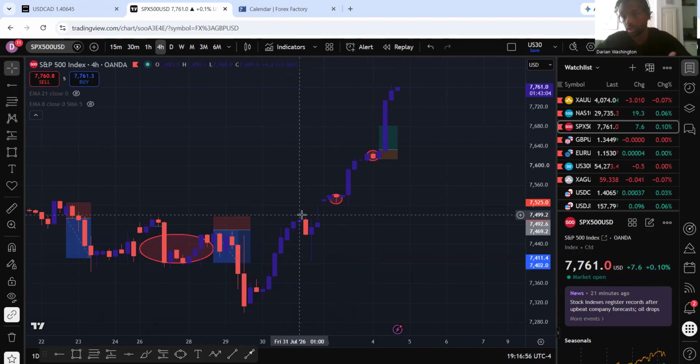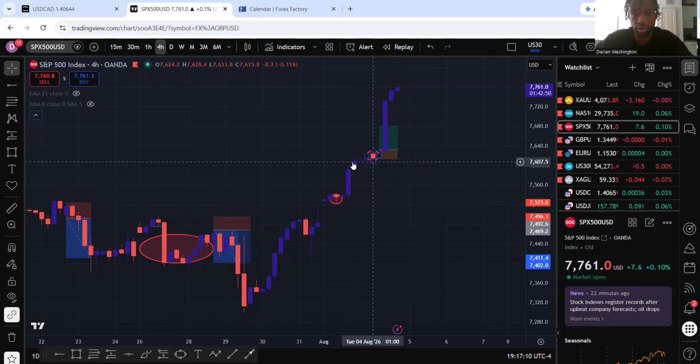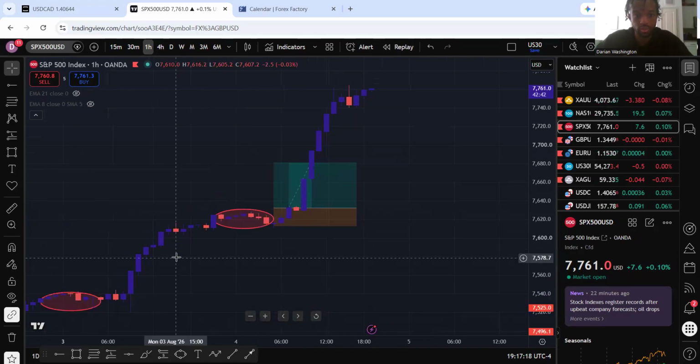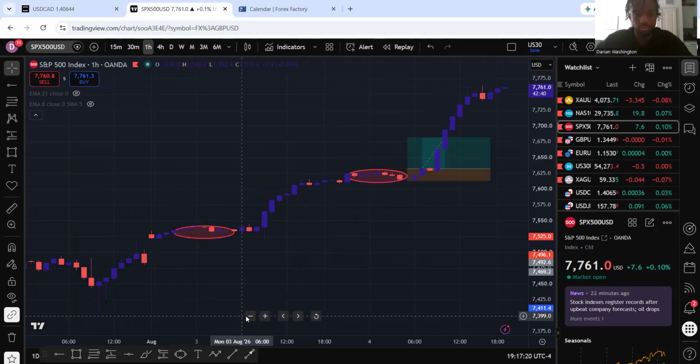So now the weekly is bullish, the daily is bullish, the 4 hour is bullish. Everything was pretty much saying we're looking to buy. So me seeing all of this this morning, price is right here. So I go to the 1 hour, zoom in. Oh, let me zoom out a little bit.